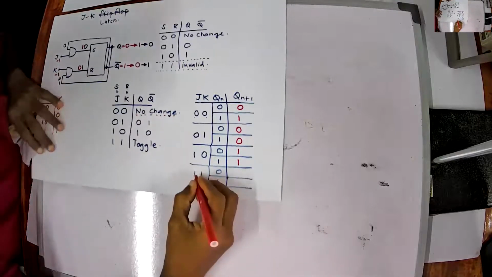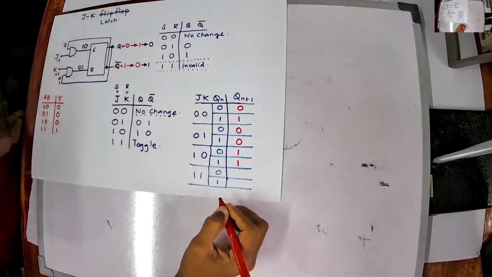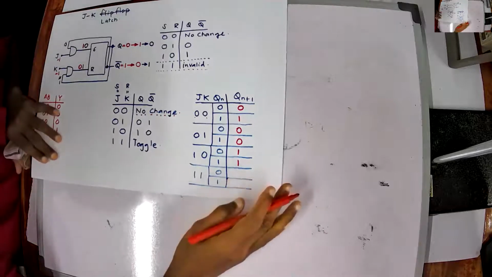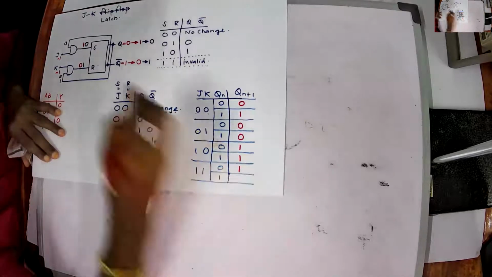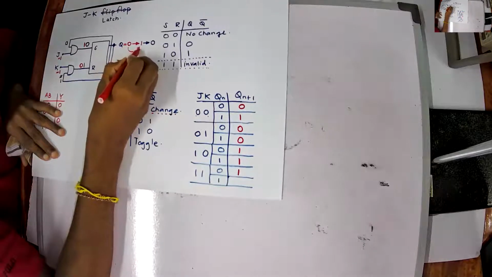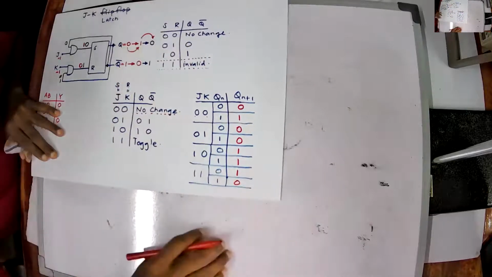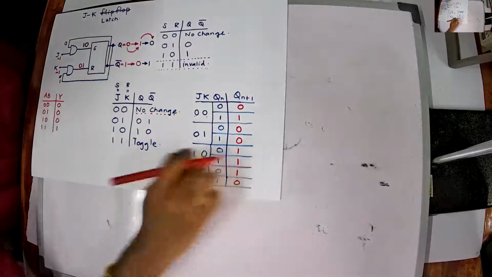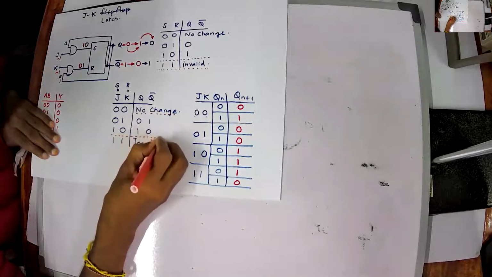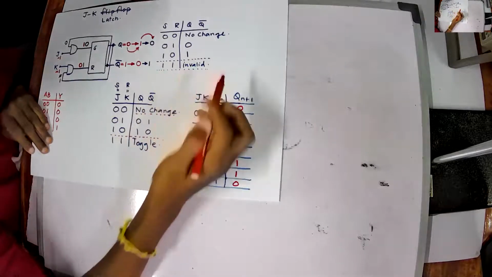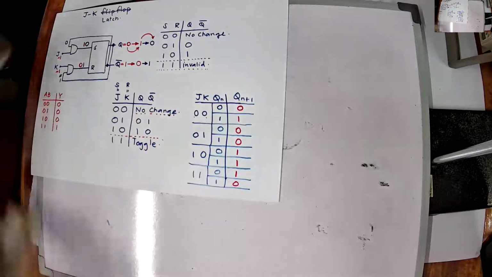And this is the last and interesting step. So whenever 1 1 happens, as I said, your flip-flop is going to toggle. If Qn is 0, Qn plus 1 is 1, and if your Qn is 1, Qn plus 1 is 0. This is the only difference between JK and SR flip-flop. In SR flip-flops, 1 1 is invalid, and in JK flip-flop, 1 1 is toggle.